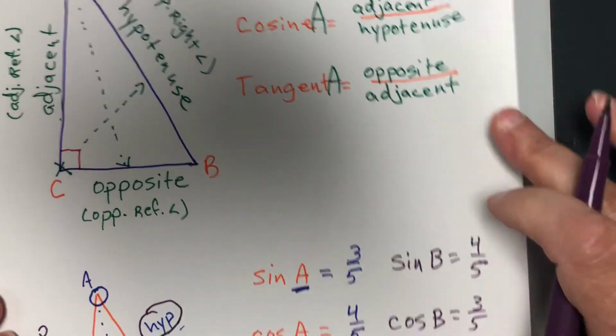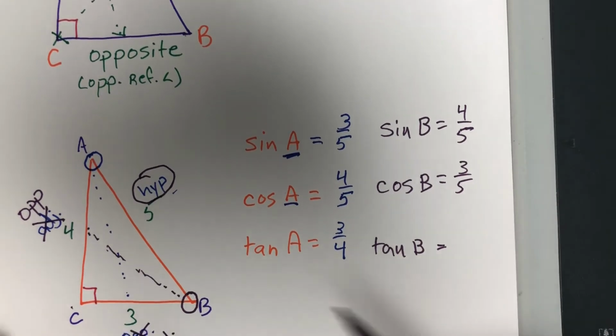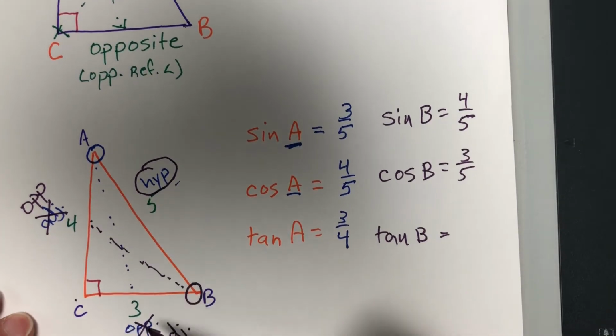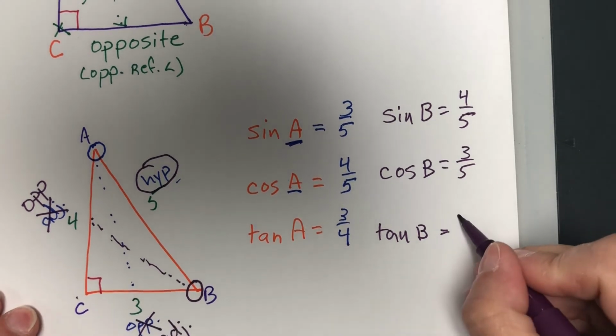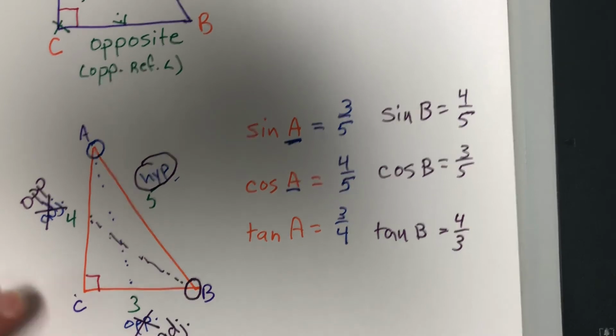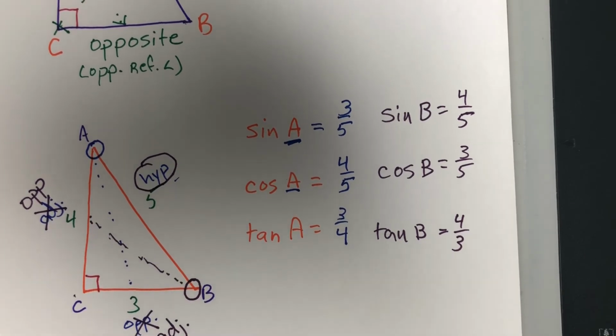Tangent is opposite over adjacent. For angle B, opposite is 4, adjacent is 3. So this is 4 over 3. Okay, that's how you get your trig ratios. This is often on the ACT. You're asked to give your trig ratios.